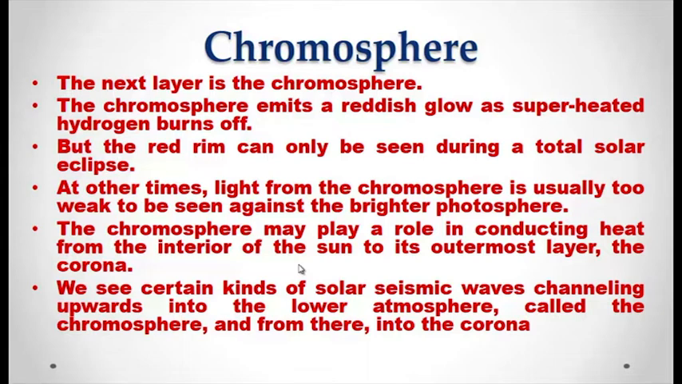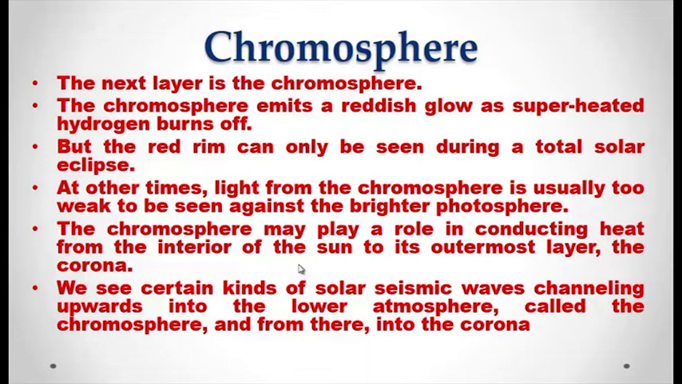So the chromosphere emits a reddish glow as superheated hydrogen burns up, but the red rim can only be seen during a total solar eclipse. At other times, light from the chromosphere is usually too weak to be seen against the brighter photosphere.